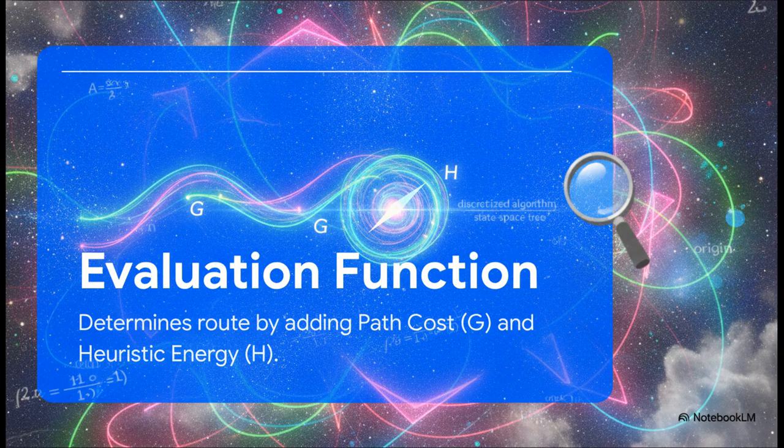The evaluation function f determines our route by adding g and h. The path cost, g, calculates the grueling, active penalty of moving through state space, factoring in energy decay and the sheer crushing weight of the noise penalty. Then we add h, the heuristic energy. This acts as our compass, estimating the remaining energy we'll need to reach the origin based on our current velocity and position. It's honestly incredible how it constantly weighs the heavy cost of the journey against the exact distance left to go.